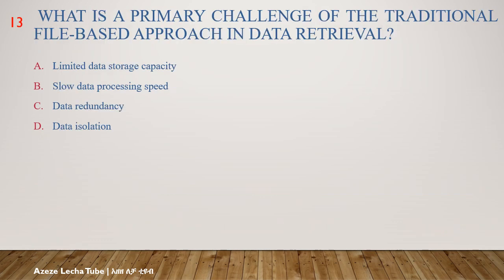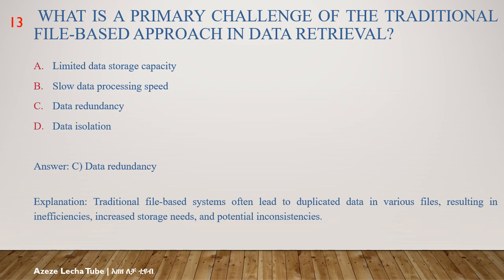Question number 13. What is a primary challenge of the traditional file-based approach in data retrieval? A. Limited data storage capacity. B. Slow data processing speed. C. Data redundancy. D. Data isolation. The primary challenge of the traditional file-based approach in data retrieval is C, data redundancy. Traditional file-based systems often lead to duplicated data in various files, resulting in inefficiencies, increased storage needs, and potential inconsistencies.